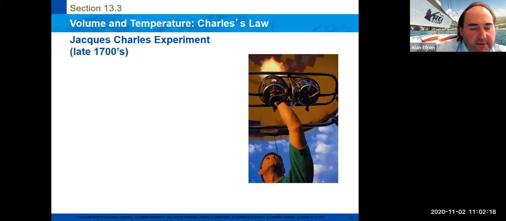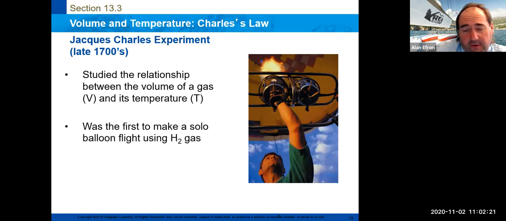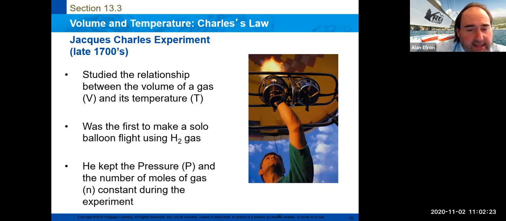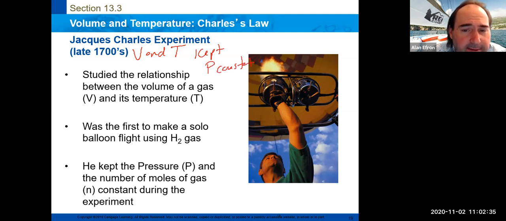All right, so the next gas law we're going to talk about is what is known as Charles' law. Charles' law looked at the relationship between volume and temperature, and they kept pressure constant. The relationship that we see with Charles' law is that as the volume goes up, so does the temperature. And as the volume goes down, so does the temperature as well.